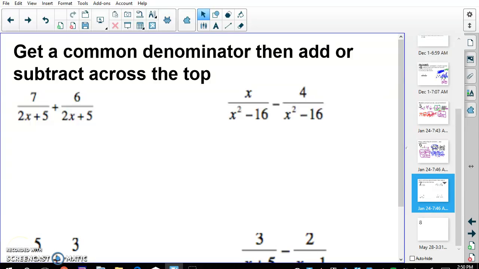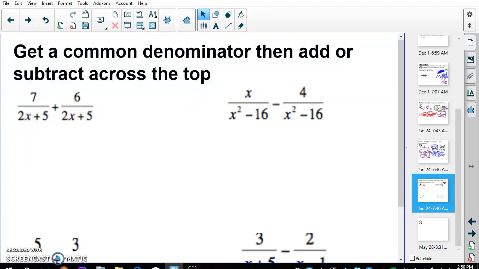So in this video, we're going to go through and add and subtract some rational expressions. Just some thoughts that you might want to write down on your note card. Get a common denominator when you're adding and subtracting. You don't need that for multiplying and dividing, but adding and subtracting, just like regular fractions that you did in 5th grade, 6th grade, 7th grade, 8th grade, you have to get a common denominator first.